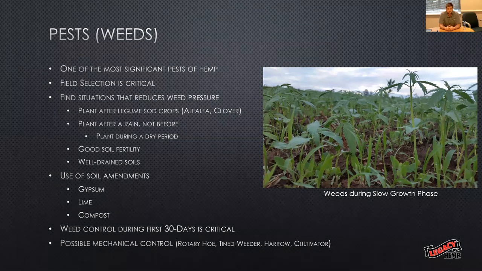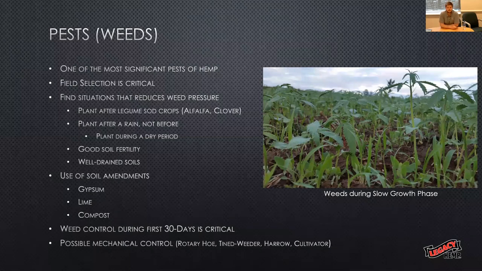Weed control during the first 30 days is the most critical. This photo here is during the first 30 days of growth. The hemp crop does not seem that competitive against those weeds. We have to do what we can to get this crop to the rapid growth stage, because once we hit that stage, there is no weed that will compete with it. So if we can keep the field relatively free of weeds during the first 30 days, the next 30 days and beyond will be virtually weed-free as well.